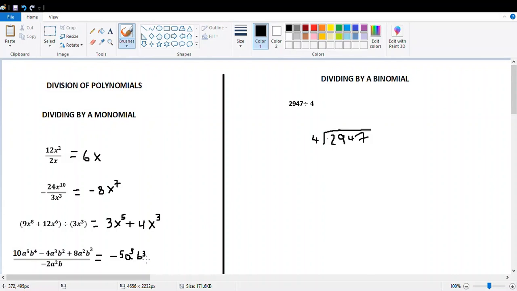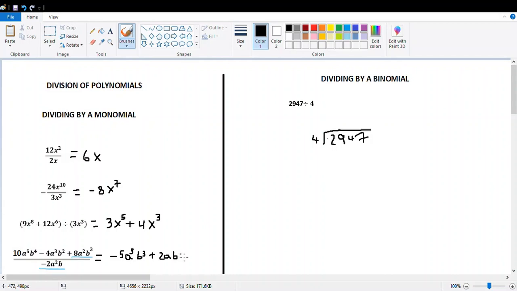Okay, next term is negative 4 a cubed b squared, divided by the same monomial, negative 2 a squared b. Then negative 4 divided by negative 2, of course, is positive 2. a cubed divided by a squared is a, because we subtract the exponents, remember. And b squared divided by b, of course, is b, because 2 minus 1, the exponents subtraction, is 1.